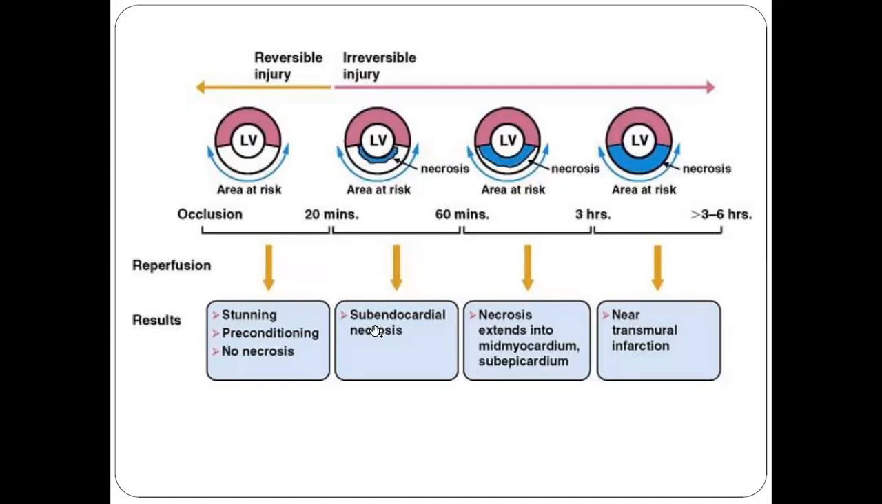Initially the subendocardium gets necrosed, and slowly the necrosis progresses to the mid-myocardium and epicardium, and then near transmural infarction occurs. So it is an irreversible injury. Once this necrosis occurs, this part you cannot save. Whatever procedure you do is to save or salvage the remaining part of the heart.